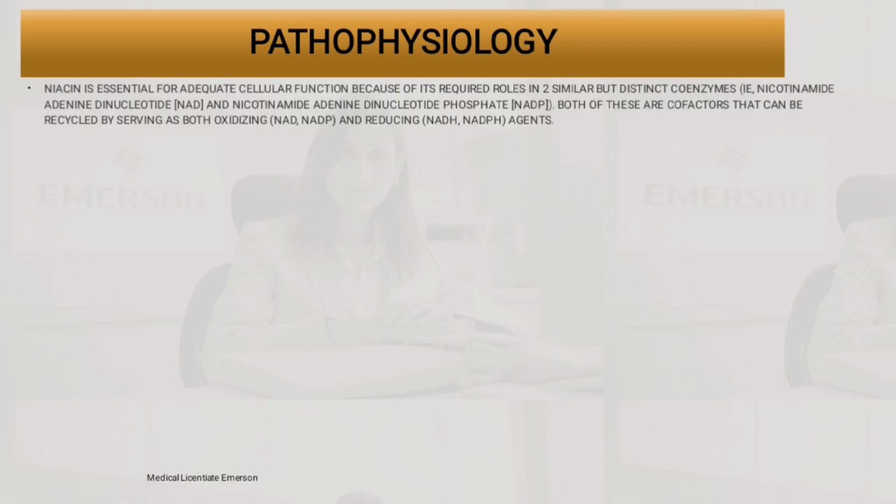Okay, so niacin is essential for adequate cellular function because of its required roles in two similar but distinct coenzymes. That is the nicotinamide adenine dinucleotide, that is NAD, and the nicotinamide adenine dinucleotide phosphate, which is NADP. Both of these are cofactors that can be recycled by serving as both oxidizing agents, NAD and NADP, and reducing agents, NADH and NADPH.